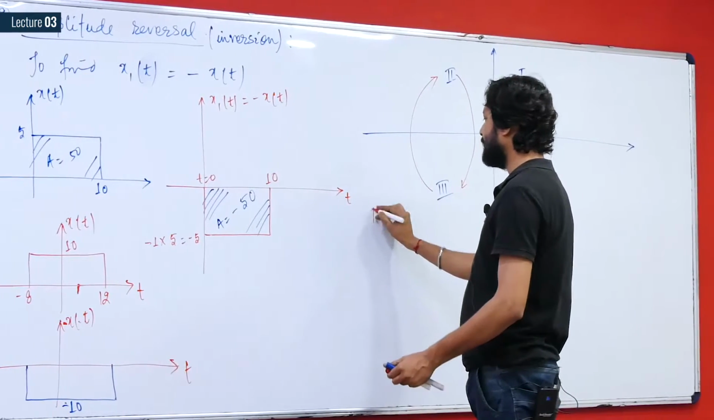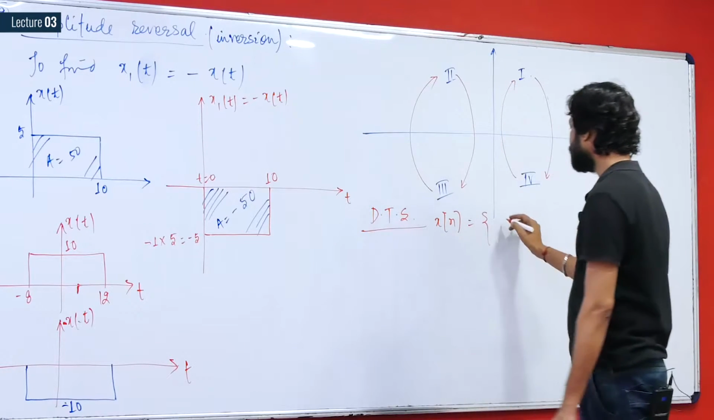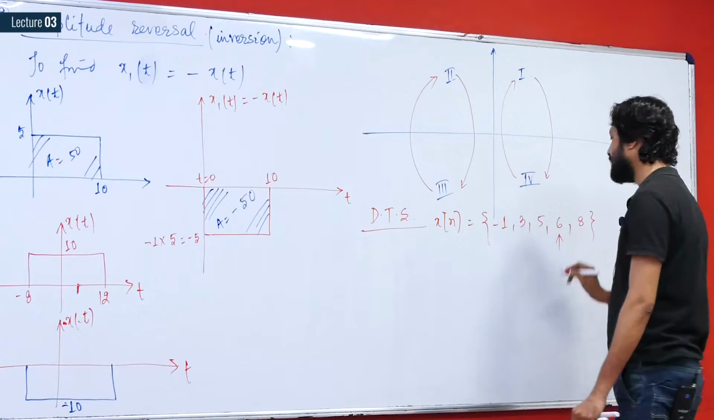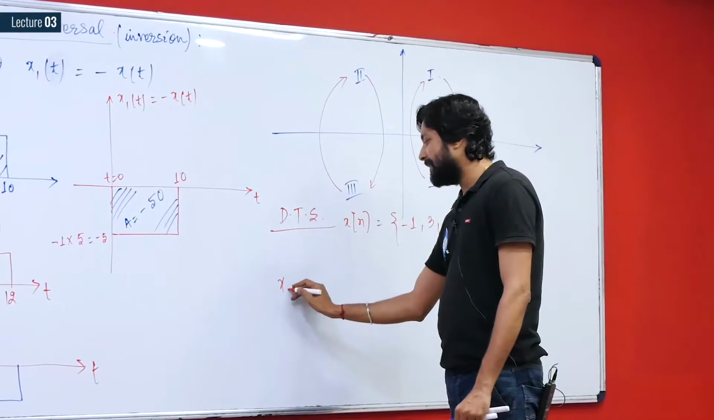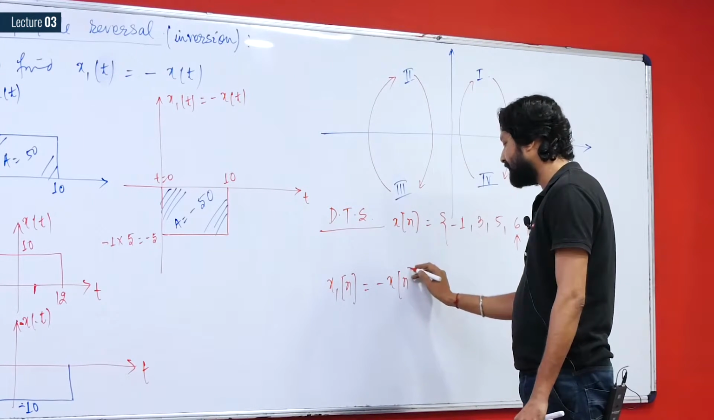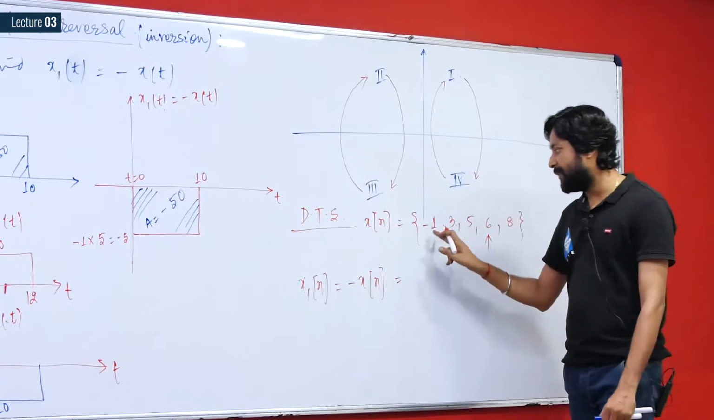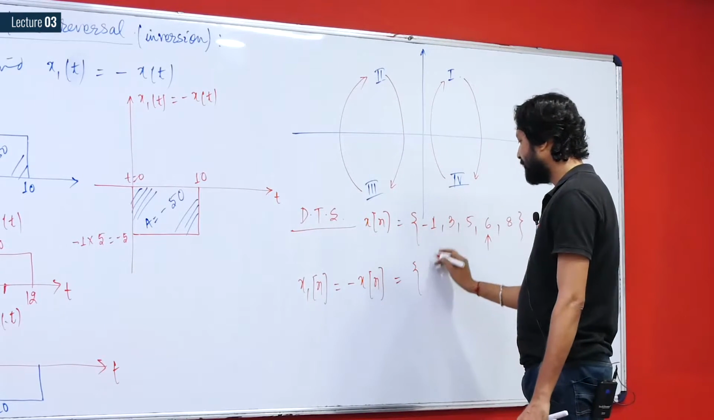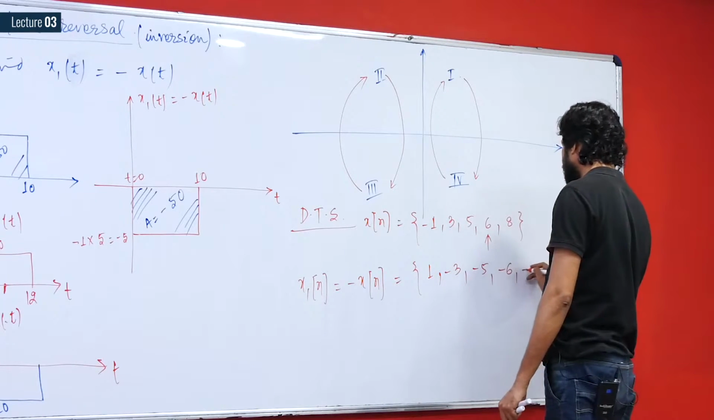Like for discrete time signals, let x of n be a signal equal to minus 1, 3, 5, 6 and 8. Let the origin be at 6. So if it is signal x of n, then after amplitude reversal, let us find a signal x1 of n, which is equal to minus of x of n. Due to amplitude reversal, we have to find minus of x of n, so we multiply all the sample values by this scaling factor, that is minus 1 in this case. Therefore the values would be minus into minus 1, plus 1, minus 3, minus 5, minus 6 and minus 8.